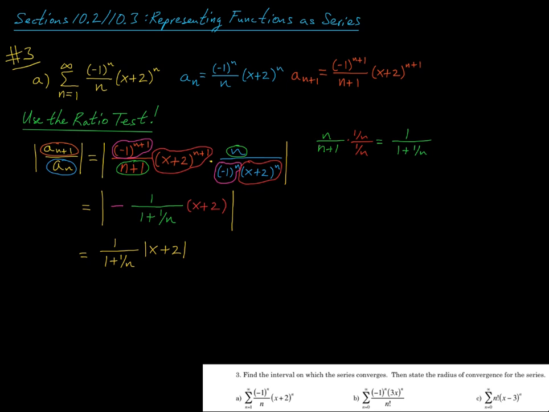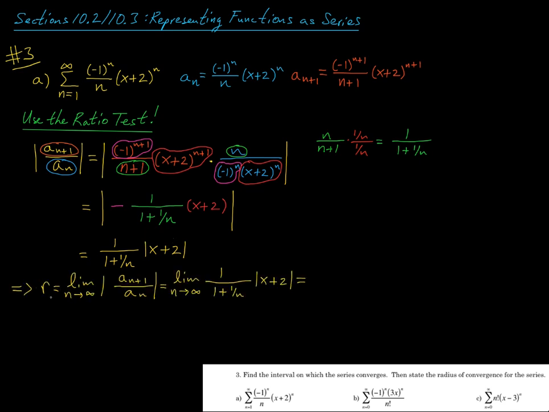Since I'm anticipating taking a limit as n approaches infinity, I'm going to divide numerator and denominator by n. So this is 1 over 1 plus 1 over n. And then (x+2)^(n+1) divided by (x+2)^n, that's just x+2. And I have this absolute value here, so I can drop the negative, pull out the 1 over 1 plus 1 over n, and note that the absolute value has to stay on the x+2, and that's because for certain values of x, x+2 is positive, and for other values, x+2 is negative.